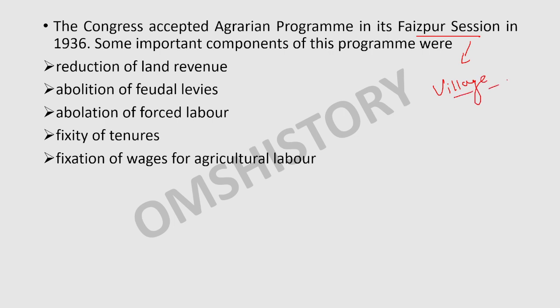So in 1936 this session happened, and Congress accepted so many agrarian demands here. And if we look at these demands, what were these demands? Reduction of land revenue, abolition of feudal levies, abolition of forced labor, fixity of tenures, fixation of wages for agricultural laborers. So all these demands were there of the Indian National Congress in this Faizpur session, which in itself proved very important.